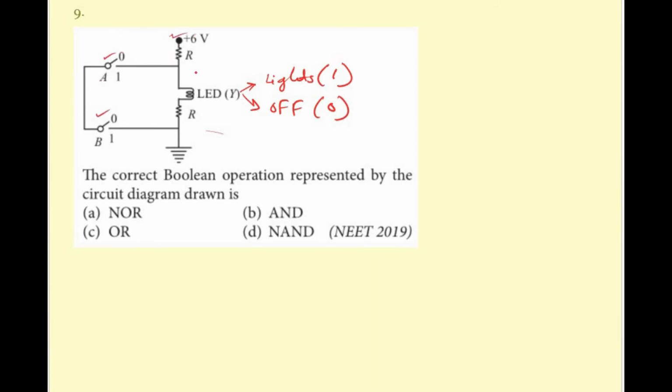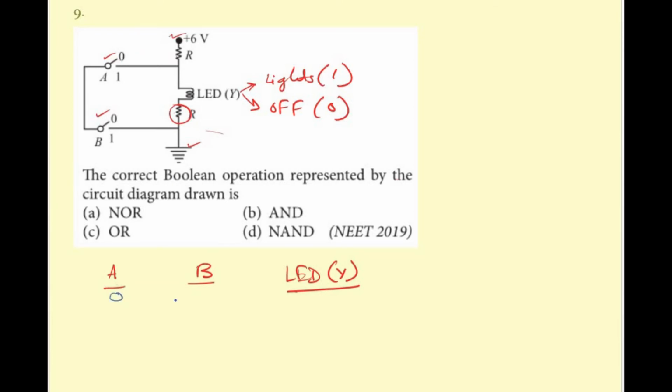Here is a power supply and it is grounded here, and here is a resistance R. So depending on our experiment or over the switch, the LED will light up or remain off. So A is one switch, B is one switch, and LED is our output. So let's see.